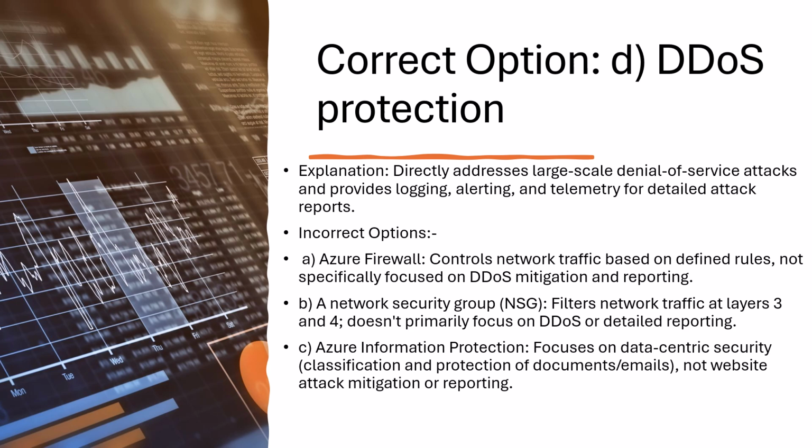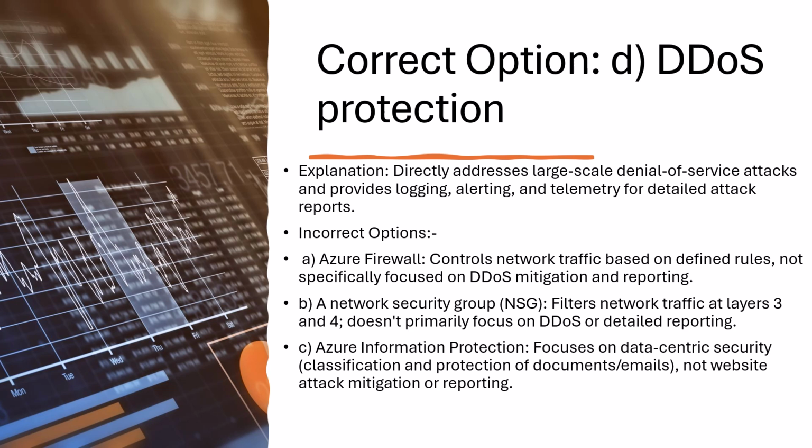B. A network security group, NSG. NSGs are used to filter network traffic to and from Azure resources within a virtual network. They operate at the network and transport layers, OSI layers 3 and 4, and control traffic based on source and destination IP addresses, ports, and protocols. Like Azure Firewall, while crucial for security, NSGs don't primarily focus on DDoS mitigation or generating detailed attack reports.